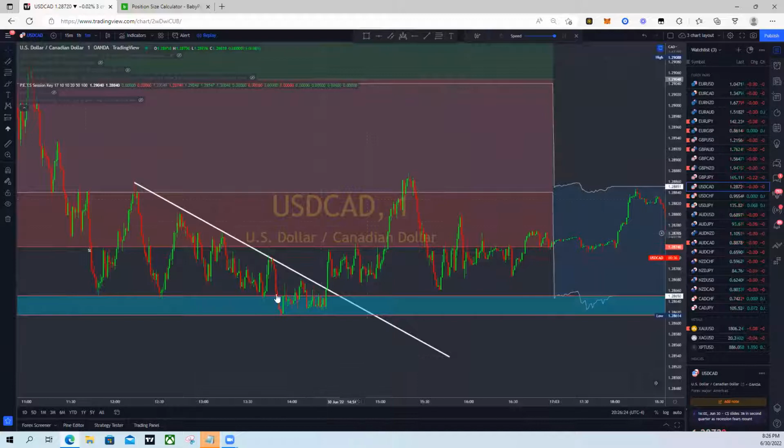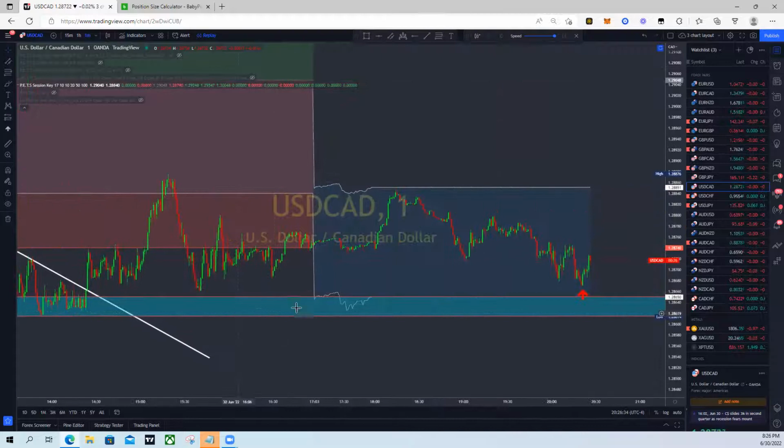I'm already seeing structure being broken. This is structure being broken here. I'm already starting to see higher highs and higher lows. This is my ultimate low here. This is one little box right here. This is my ultimate low. It can't go no further than this. If I want to buy it, I need to start buying now because I'll get a better entry.